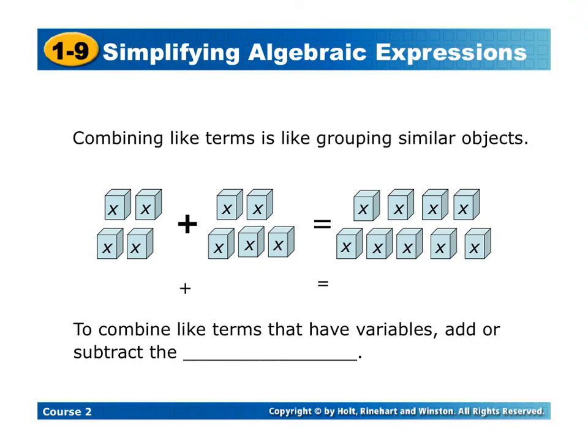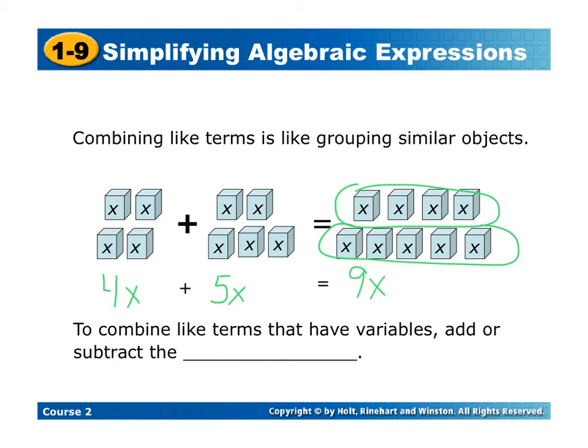So combining like terms is like grouping similar objects. For example here, there are blocks listed in each part of our expression. In our first one, we have 4 blocks that are each x. So we have the term 4x. In our second one, we have 5 blocks all with x. So we have 5x's. And now in our last one, we put those together.